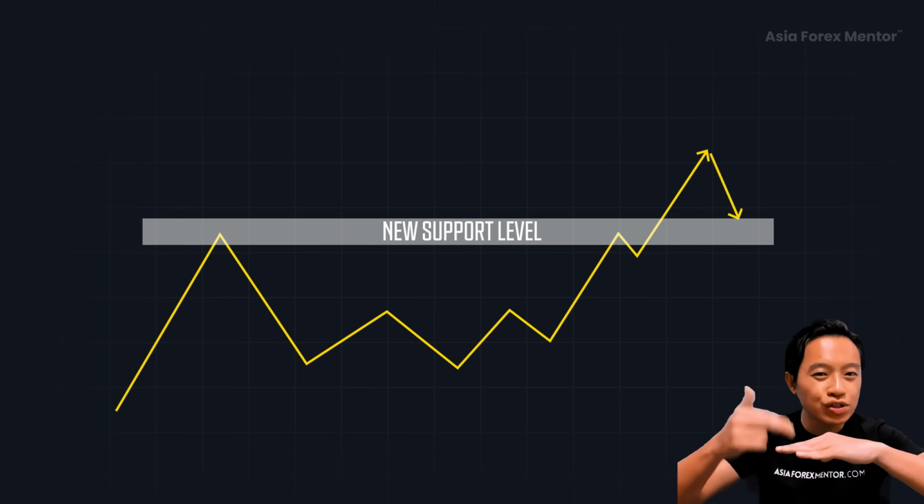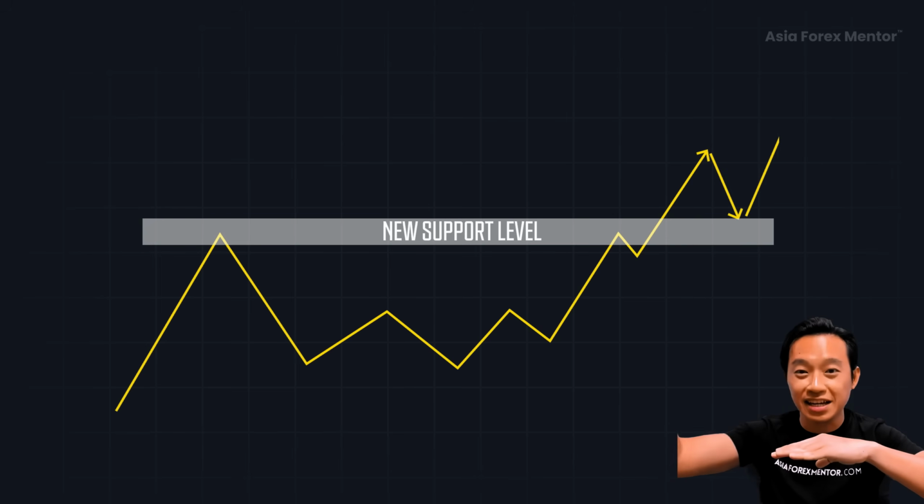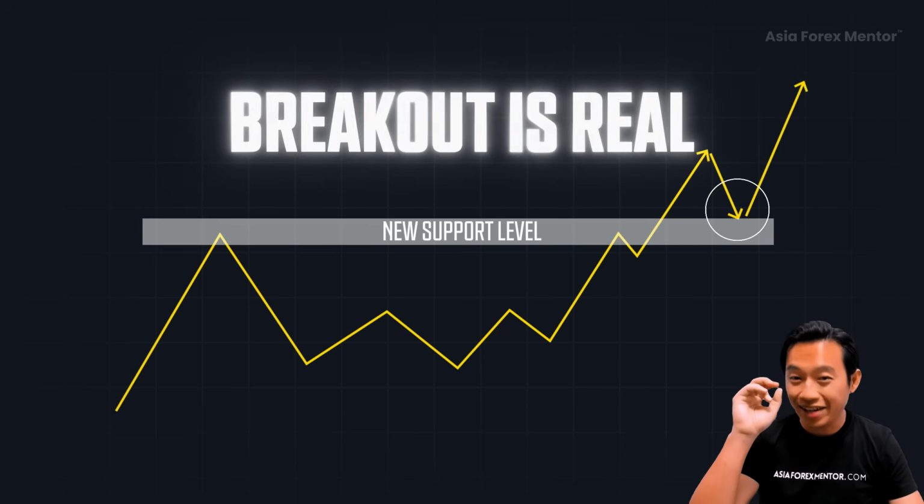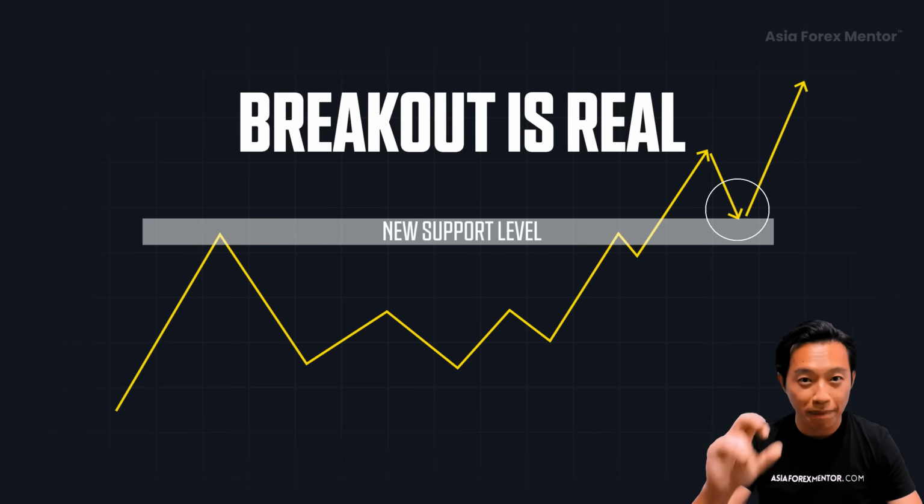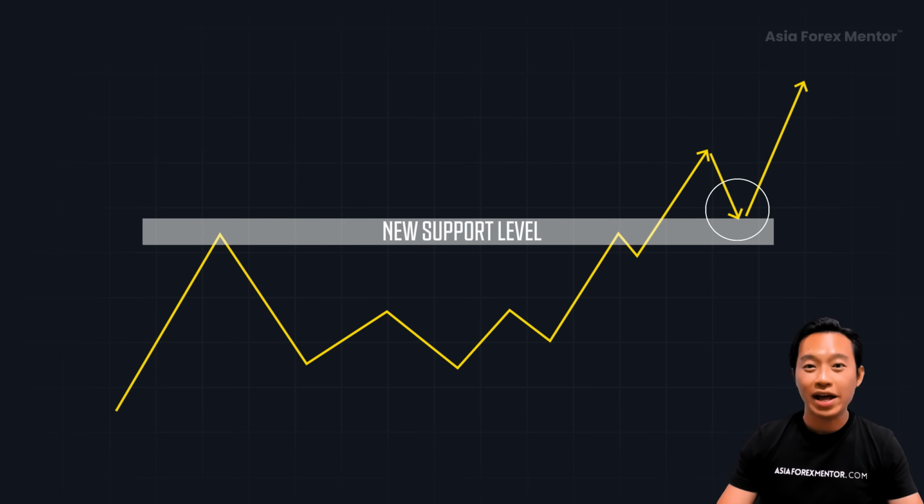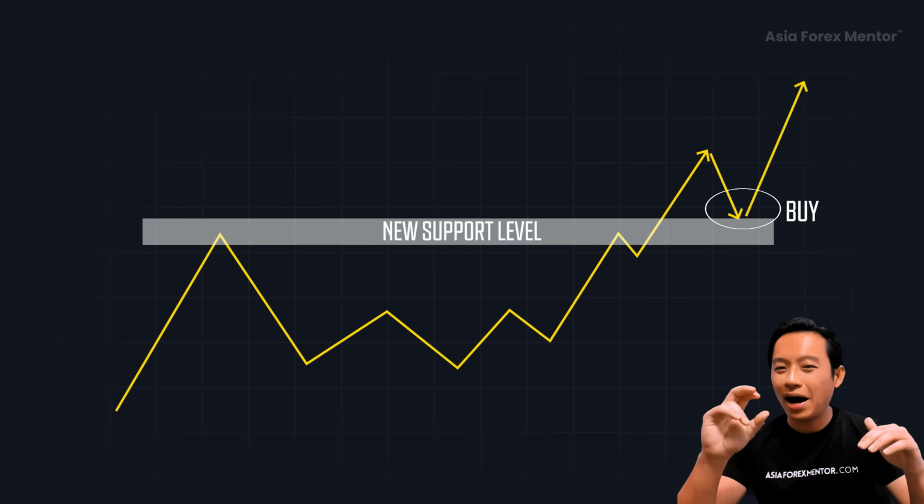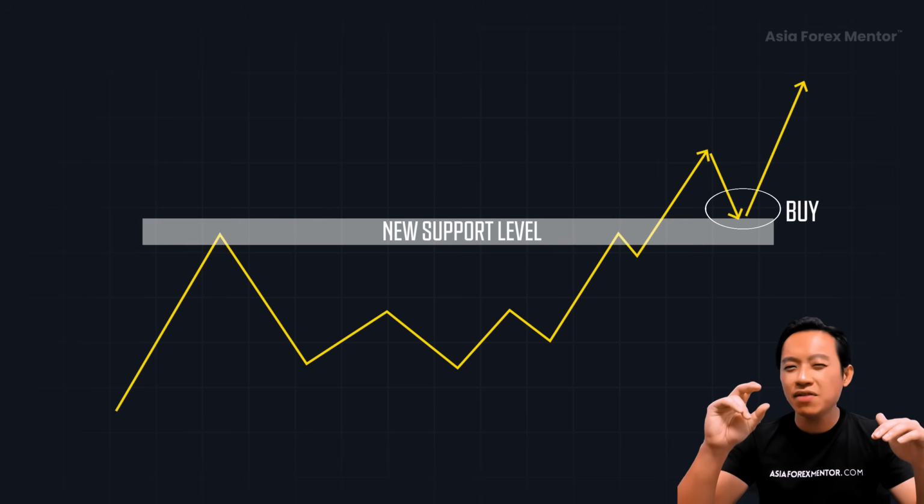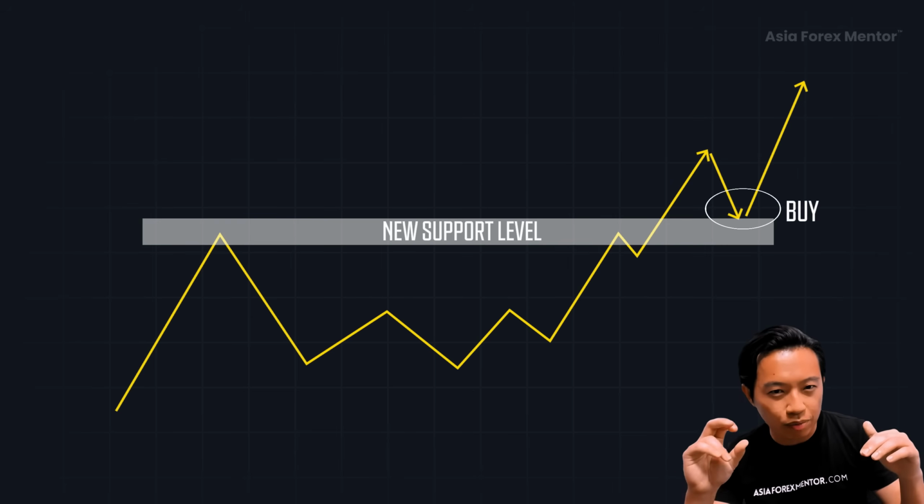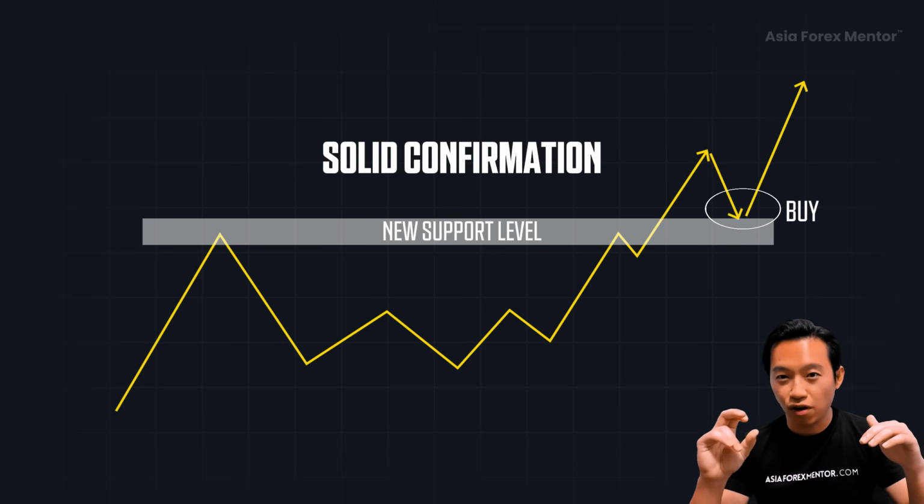So if price bounces off this support level and starts rising again, this is a strong signal that the breakout is real and it has momentum behind it. And that's where you enter your buy position. So this strategy gives you the chance to buy at a later timing, maybe even at a slightly lower price after the breakout. It gives you solid confirmation.